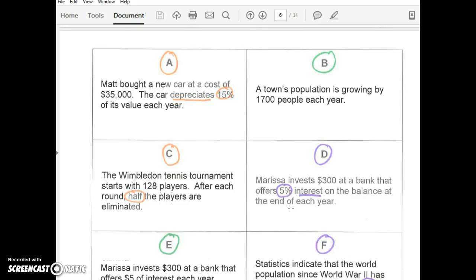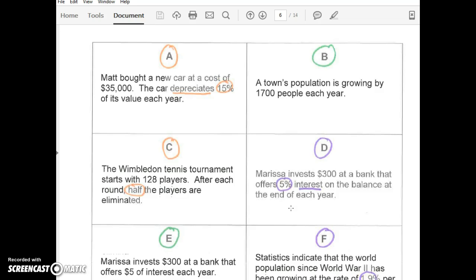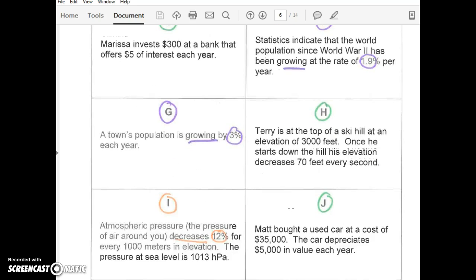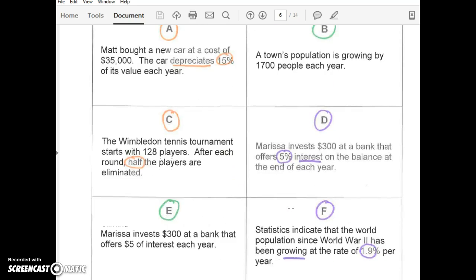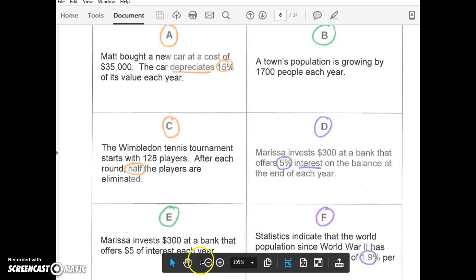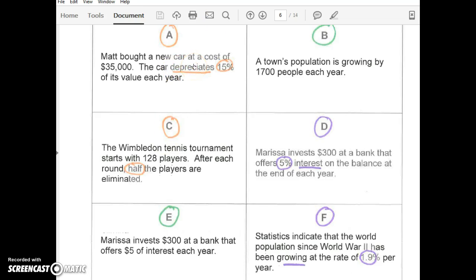So in part A, part C, and part I, we had an exponential decay. The value is decreasing. Sometimes the words are obvious. Decreases. So it's going down. We know that. Same thing for C, taking half. So it's a smaller amount. This word right here, depreciates, means to lose value.